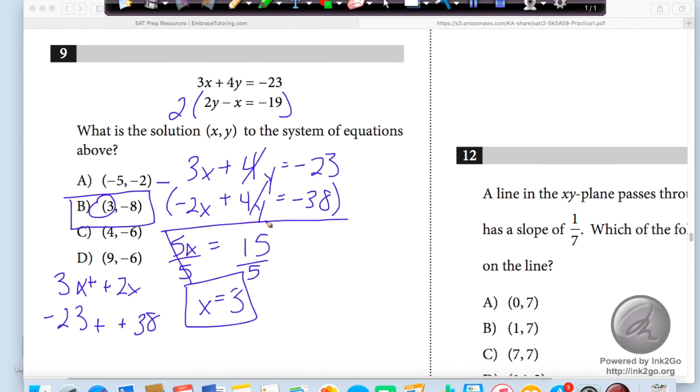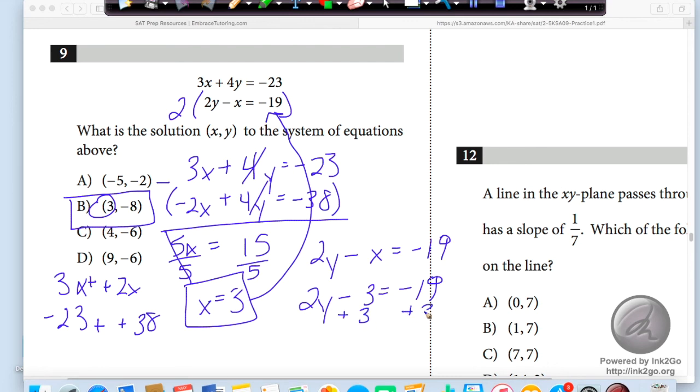But let's just assume you want to plug this back into y to check. So I'm going to bring this back up, and I'm going to plug it back into the equation. So here I have 2y minus x equals negative 19. Now here I have my 2y minus 3 equals negative 19. If I were to add the 3, this is going to be negative 16. This is 2y, and I'm going to get y equals negative 8. And my answer choice does work.